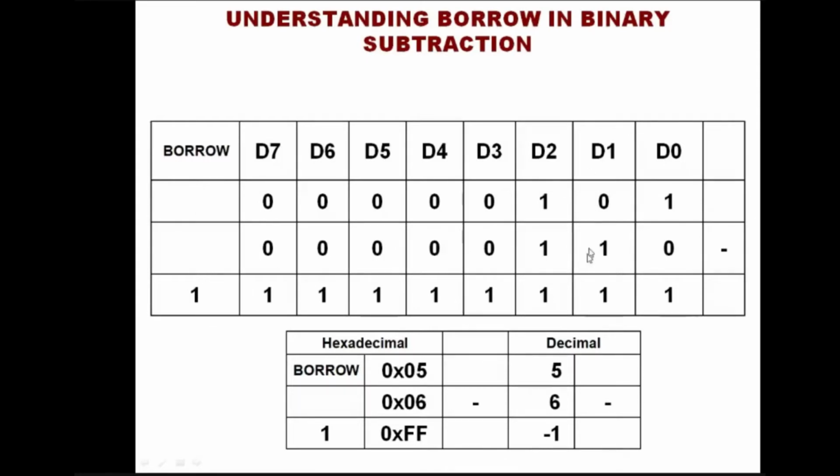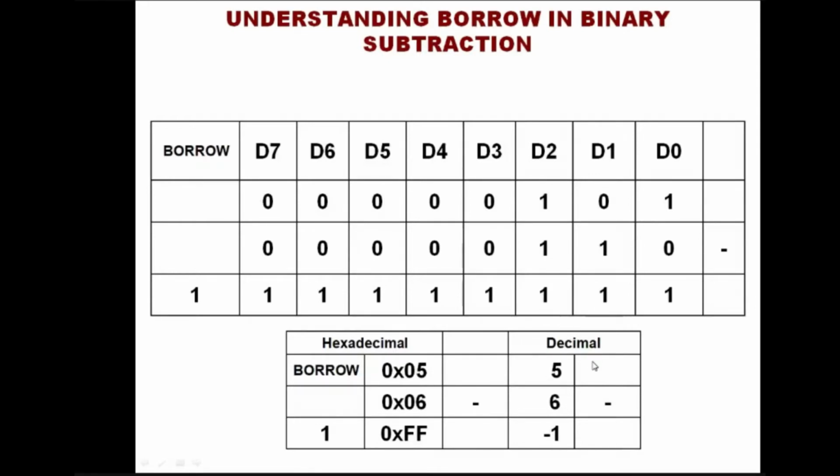So 5 minus 6 is minus 1. As we all know, minus 1 means all ones, including the carry flag, which is called the borrow flag. You can see there are 9 ones, including the carry flag. In hexadecimal, as you see in the bottom left corner, 0101 is 5 and 0110 is 6. Considering it as a signed number, 5 minus 6 is minus 1, represented as FF. The negative number is indicated by the borrow flag, or carry flag. So 5 minus 6 is minus 1 in decimal.